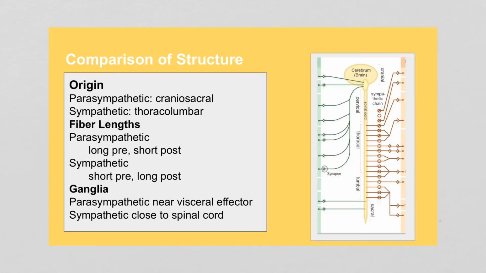The two divisions have structural differences. The fibers of the parasympathetic division originate in the cranial and sacral regions, while the sympathetic fibers originate in the thoracic and lumbar regions. The fibers also reflect differences, with the parasympathetic system having very long preganglionic fibers and the sympathetic system having short preganglionic fibers. These differences are due to the location of the ganglia in each division. The parasympathetic division has ganglia that are close to the organs that they control, while the sympathetic division has ganglia that are adjacent to or next to the spinal cord.